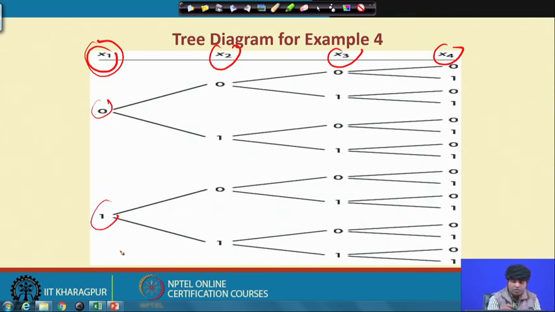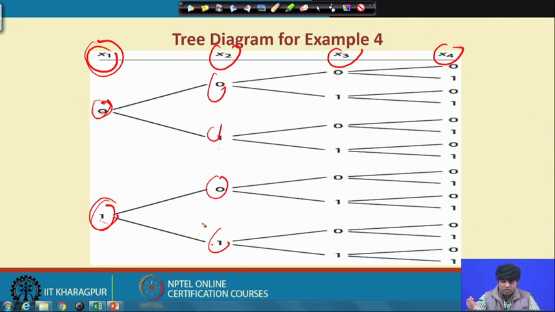As a result, if you connect x2, x2 can be either 0 or 1. That means corresponding to x1 equal to 0, x2 can have option 0 or 1, and corresponding to x1 equal to 1, the x2 option again has 0 or 1. So when we have only x1, we have 2 different options only. Now when we have 2 variables, x1 and x2, we have 4 options: either 0 0, or 0 1, or 1 0, or 1 1. So these are the 4 options.